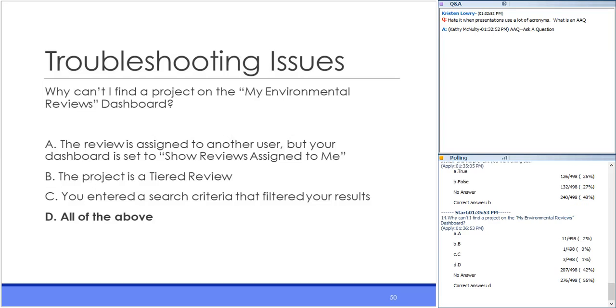And it looks almost identical to the default dashboard. It's just the tiered reviews are located in a separate screen. Or a search criteria could be misspelled or inaccurate. So you should try filtering maybe by city or state or level of review instead of project name, for example, that could be spelled incorrectly or something.